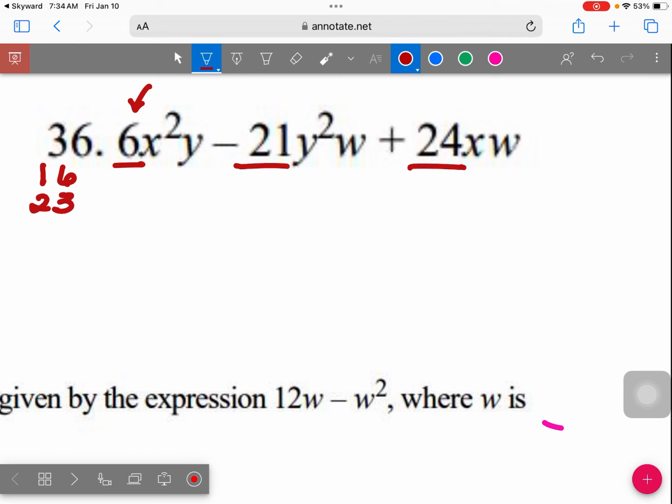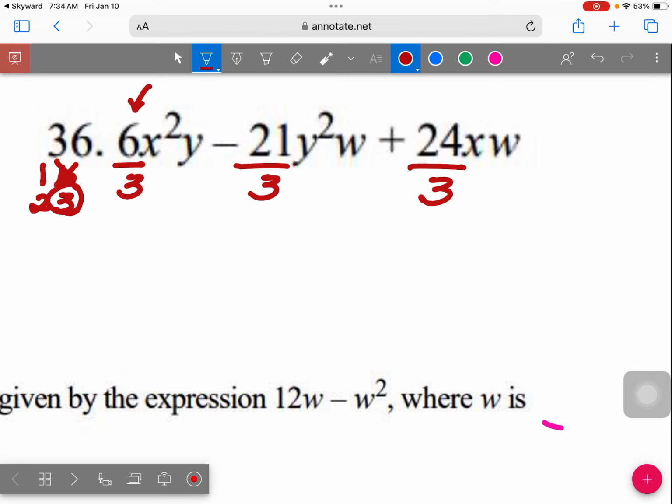And maybe you need to write down the factors of your smallest coefficient for a while. So then I look at 3. Is 3 a factor of 6? Yes. Is 3 a factor of 21? Yes. Is 3 a factor of 24? Yes. So that means I need to divide by 3, which is the second largest factor.